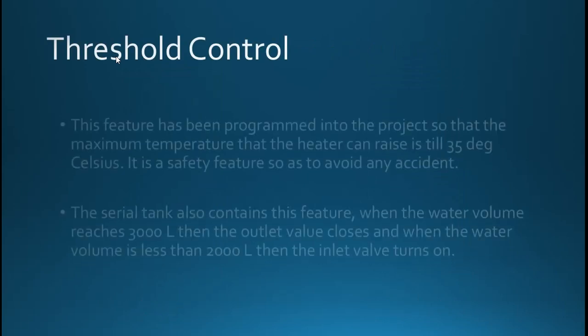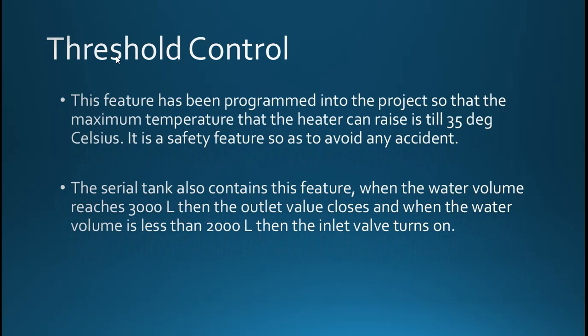Threshold control. This feature has been programmed into the project so that the maximum temperature the heater can raise is 35 degrees Celsius. It is a safety feature so as to avoid any accident. The serial tank also contains this feature. When the water volume reaches 3000 liters, the outlet valve closes automatically, and when the water volume is less than 2000 liters, the inlet valve turns on automatically. This feature is integrated in both the peripherals so as to avoid any accidents or wastage.